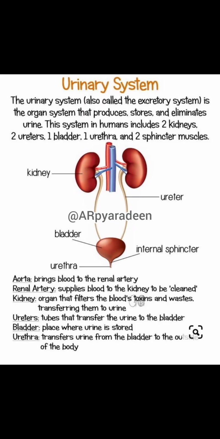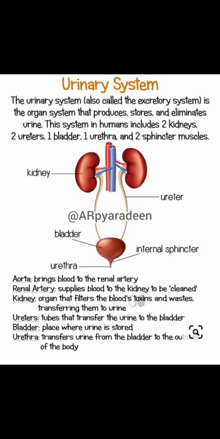See, the aorta brings blood to the renal artery. The renal artery supplies blood to the kidney to be cleaned. The kidney is the organ that filters the blood and waste, transferring them to urine.